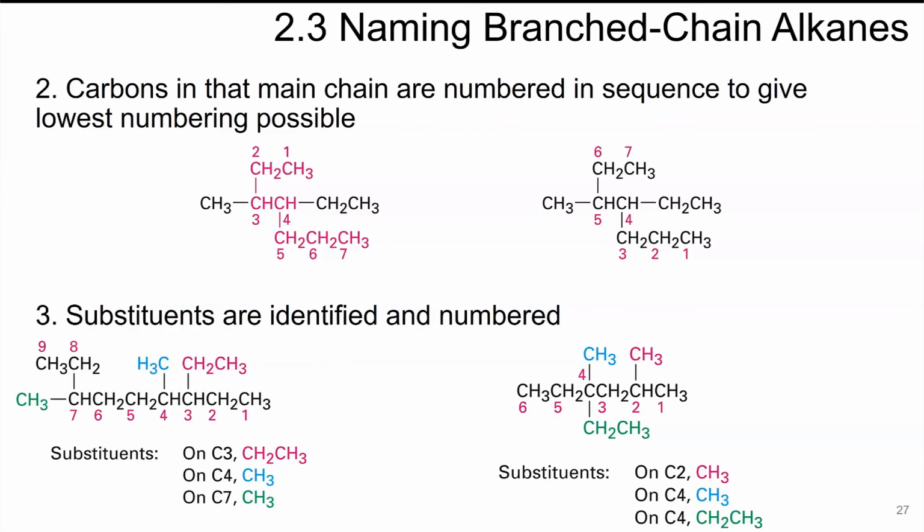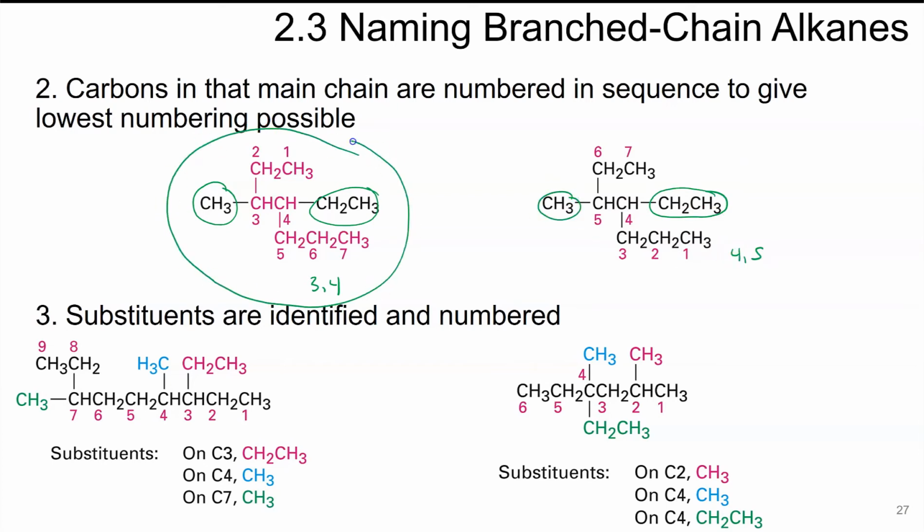The second rule, carbons that are in the main chain are numbered in sequence to give the lowest numbering possible. In the first example here, the substituents are coming off carbons 3 and 4, while in this group, the substituents are coming off of 4 and 5. So you want to give it the one that has the lowest numbering.